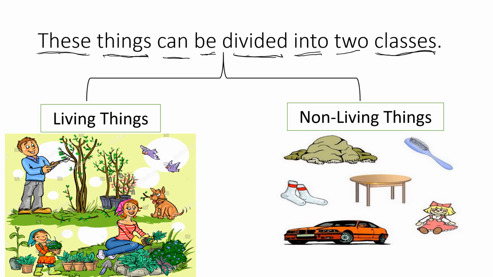Here we have the two groups. I put them in the table form. Here we have the living things: birds, trees, a man trimming the branches, the plants here, the lady watering and taking care of the plants. All these are the living things that you see. A doggy here. Now the non-living things: rocks, stone and earth, a brush, table, socks, car, a doll. All get into the group of non-living things.